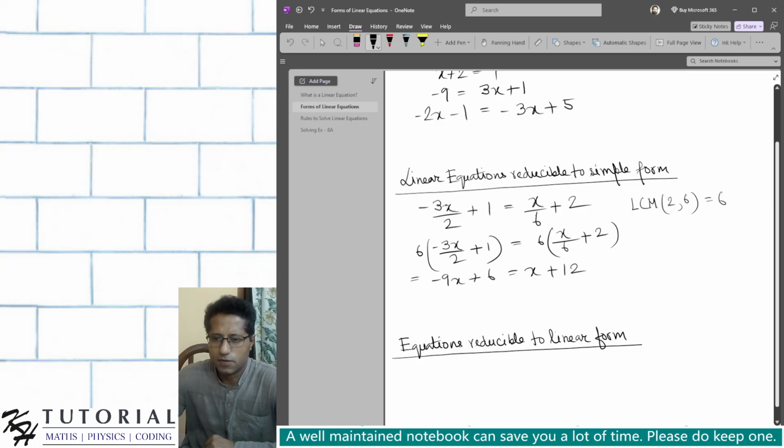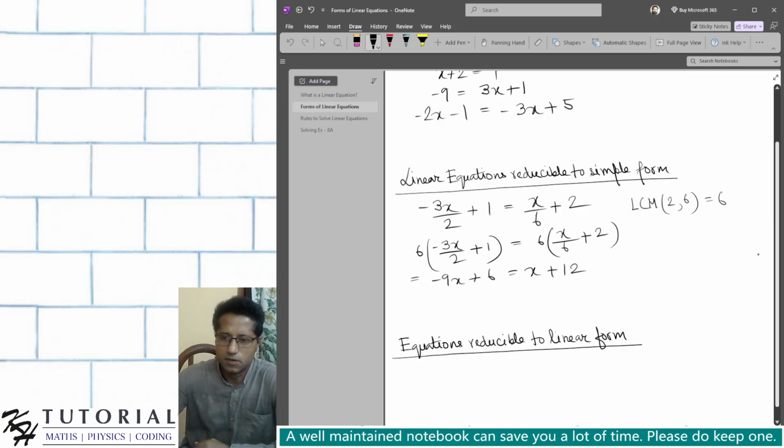So this kind of equation, minus 3x by 2 plus 1 is equal to x by 6 plus 2, where we have some rational terms, is not considered a simple form, but it can be reduced to a simple form by doing some manipulation, which is multiplying both the sides by the LCM of the denominators of all the rational terms.